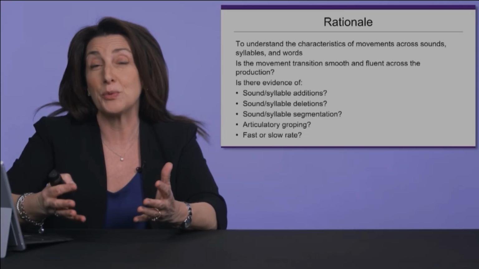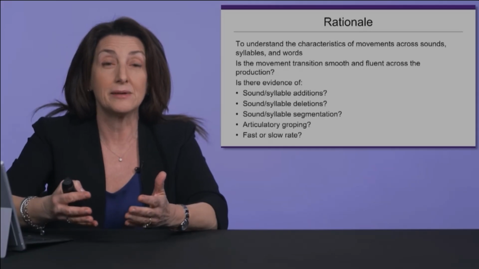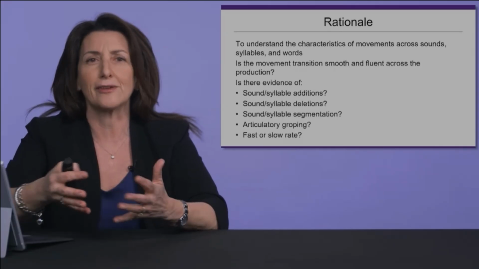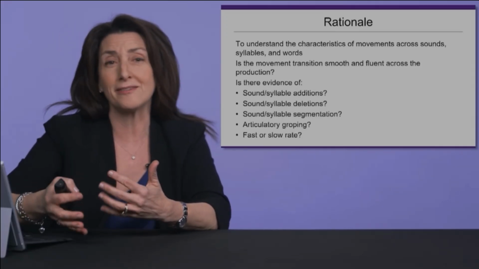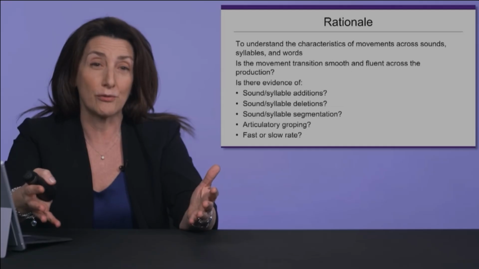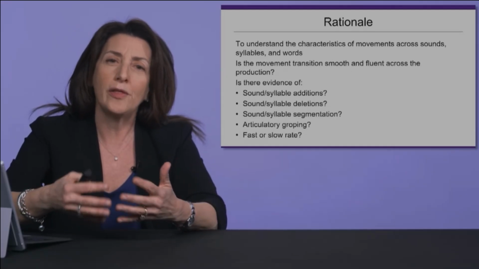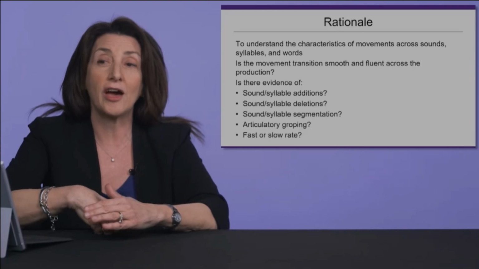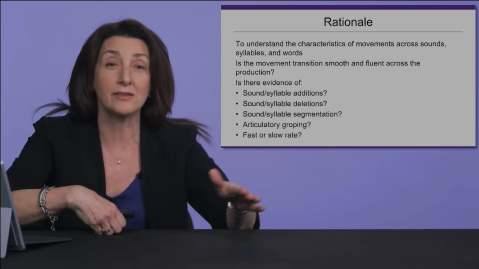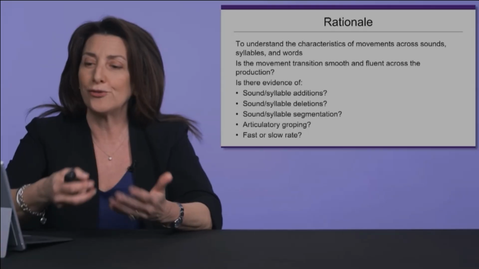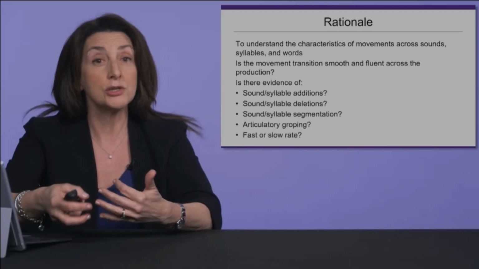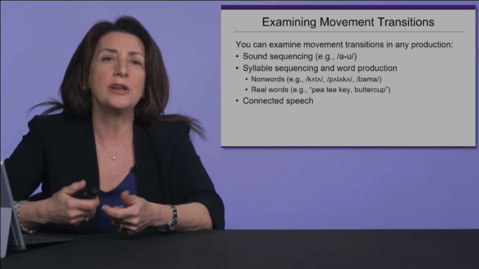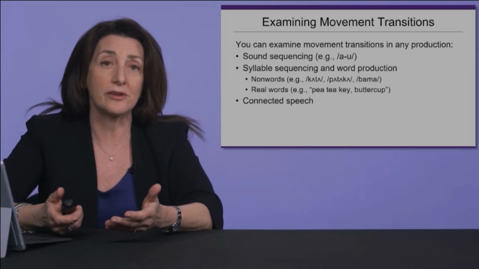Remember the example I've given you in the past, for by. It's almost as if there is a segmentation in there, maybe a slight insertion, and slowing the word down a bit. So those are all examples of a poor articulatory transition as the child moves from that consonant into the vowel. We're also looking at whether there is any articulatory groping or struggle to produce the sound. So you can examine movement transitions in any production at all.